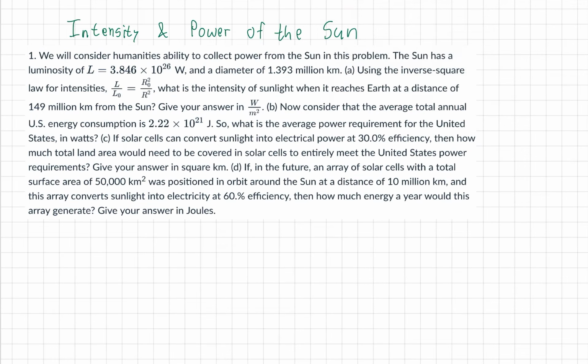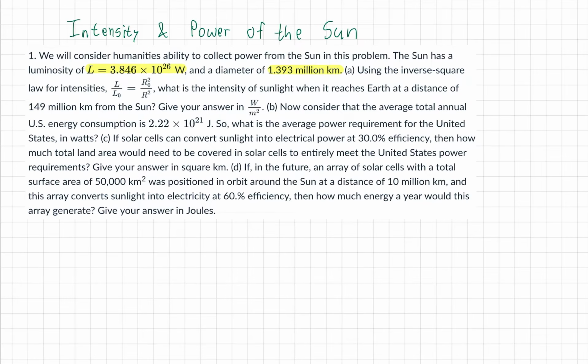All right, so let's read number one. We will consider humanity's ability to collect power from the sun in this problem. The sun has a luminosity of, let's go ahead and highlight this, 3.84 times 10 to the 26 watts. It also has the diameter. We're going to need its radius, but let's record this as well.